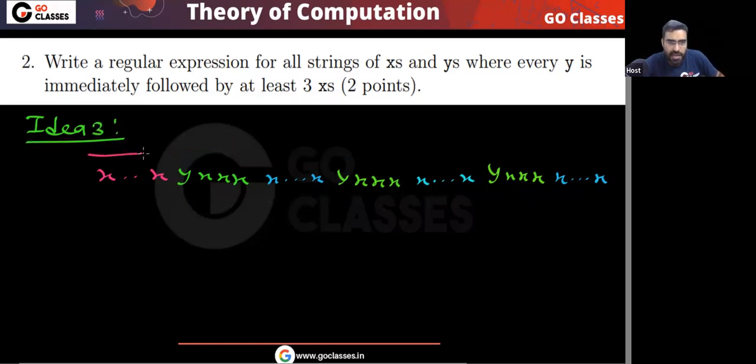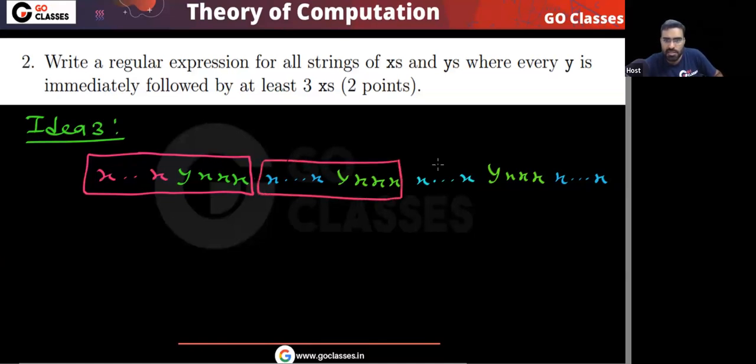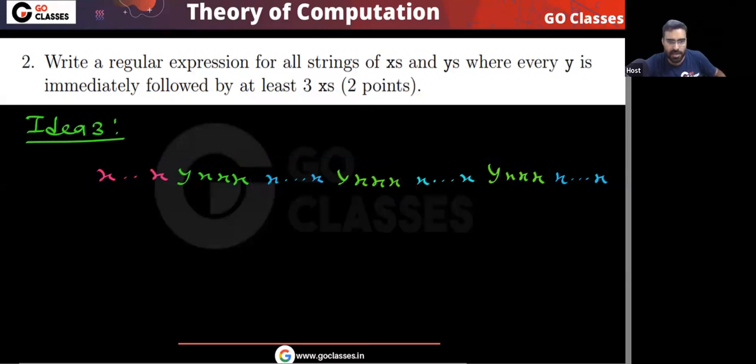In idea number 3, what can you do? Can you repeat this structure? Can you see, can you notice that this structure is repeating? So, the same thing, yes or no? Agree with me? See, a very beautiful thing is happening.